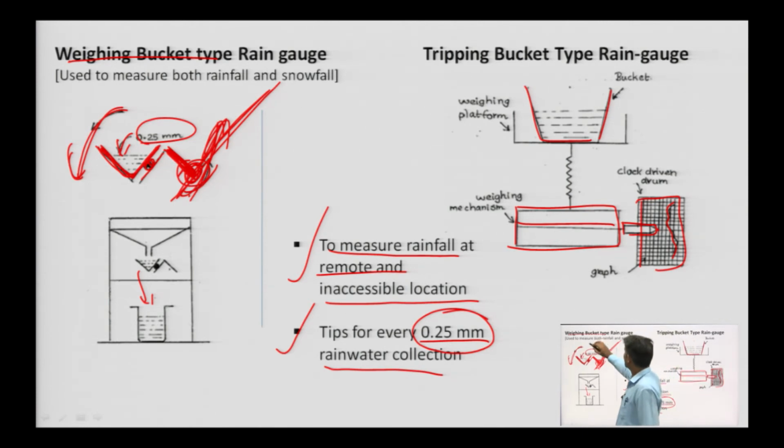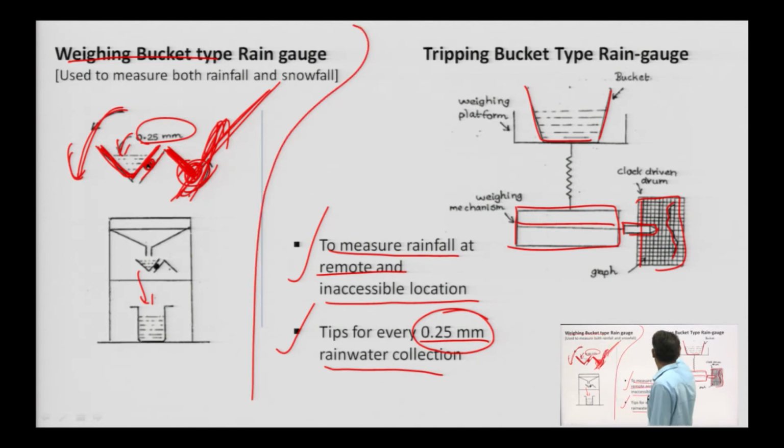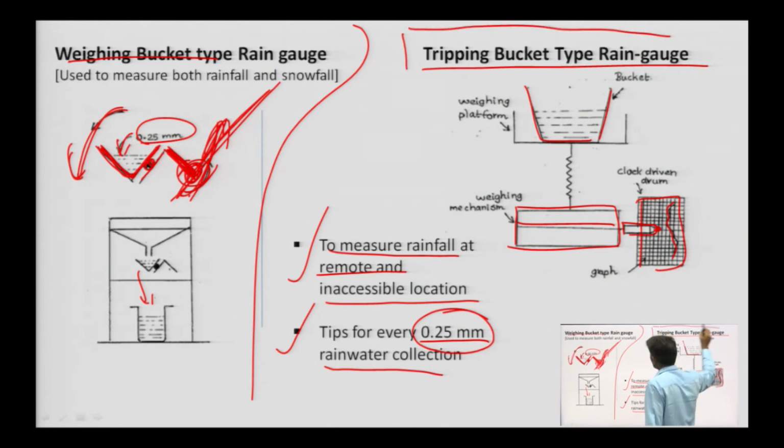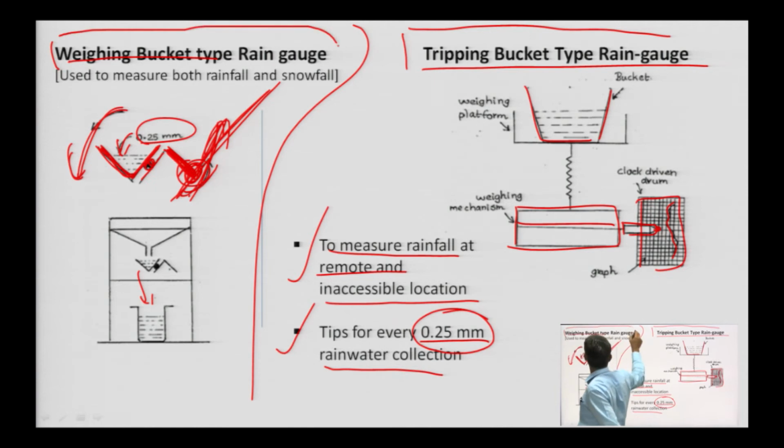This is the weighing bucket type rain gauge, and this is another, the tipping bucket type rain gauge. But the concept behind both is the same. Here the arrangement is that the pointer is here. That pointer gives you the mark on the graph paper. It is the tipping bucket type rain gauge, and it is the weighing bucket type rain gauge.